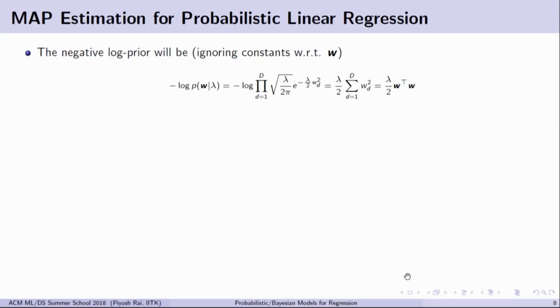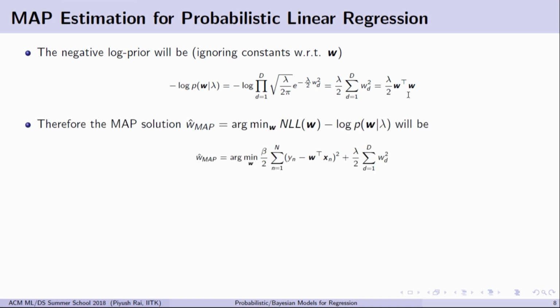How about doing a MAP estimation now? Note that MAP estimation will also incorporate the prior distribution. If you recall, MAP estimation is nothing but the MLE objective plus log of the prior. We'll work with the negative log of the prior. So minus log P of W given lambda will be this quantity. It will turn out to be just lambda by 2 times W transpose W, minus log this product. So this is what we will get.